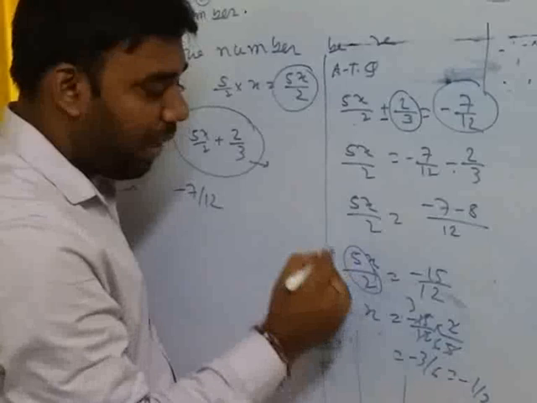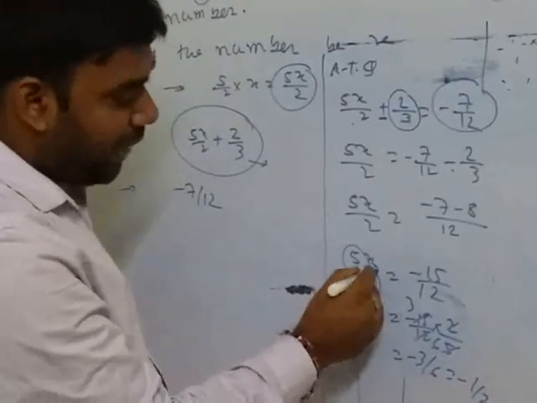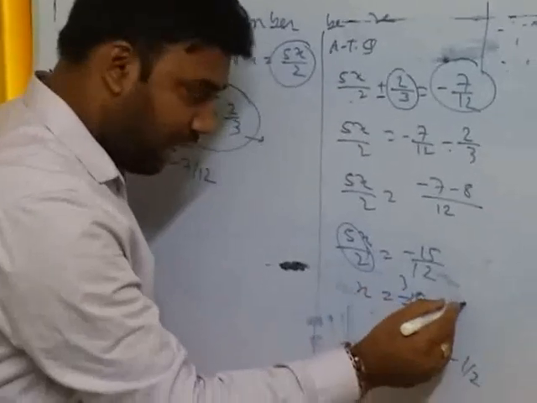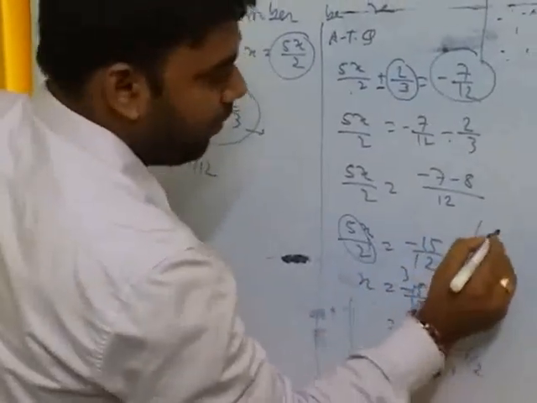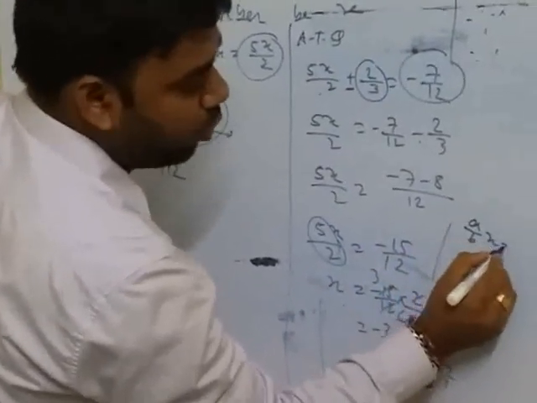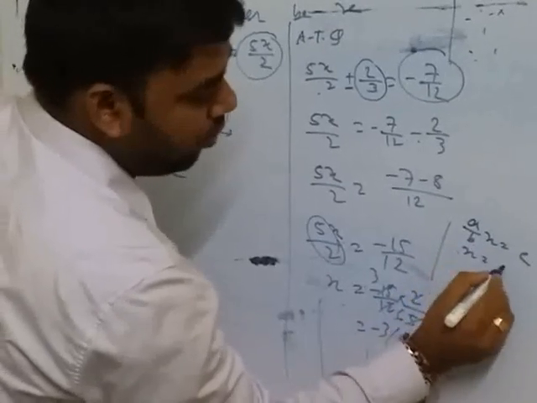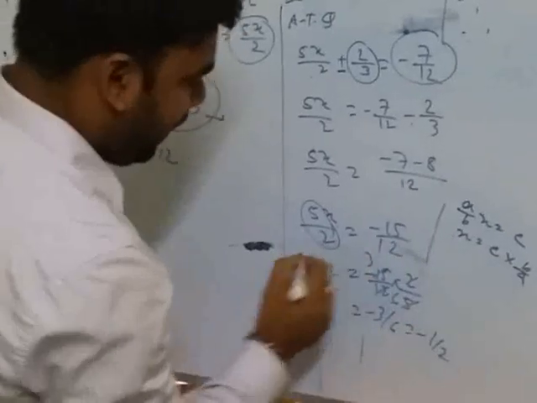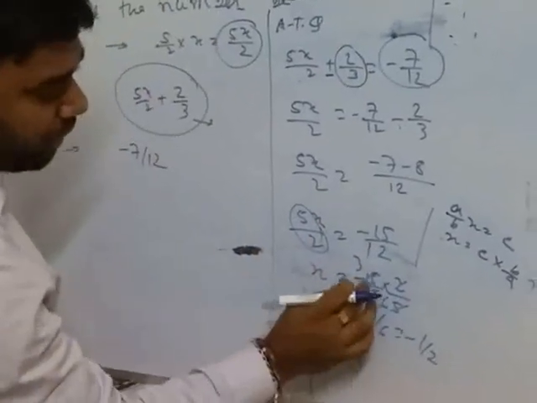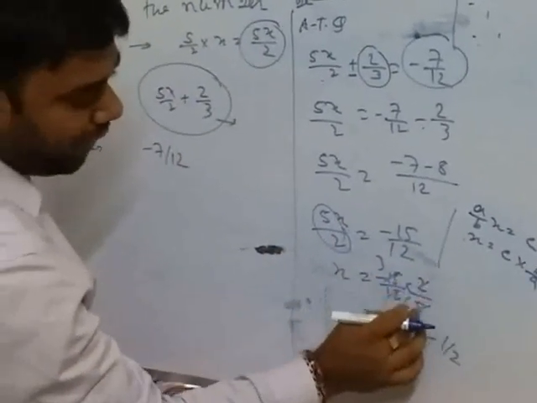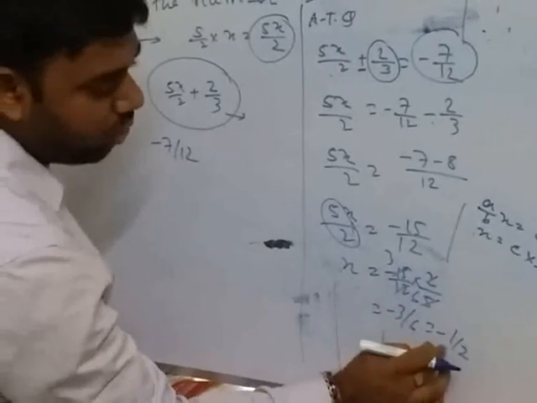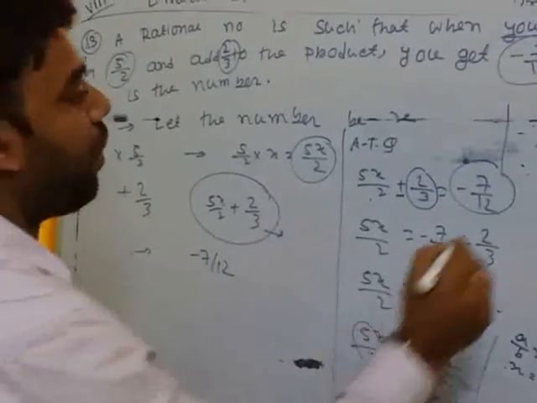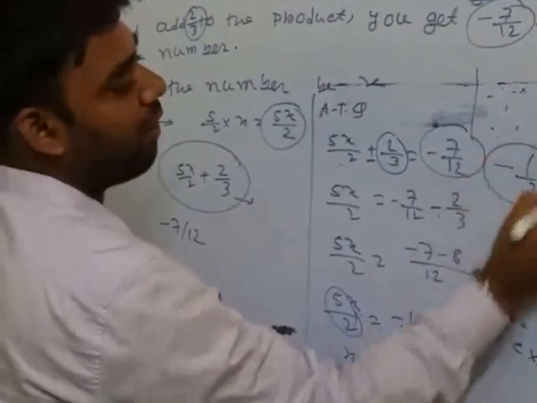5 by 2 is multiplied with x. If I change its side, if a by b x equals c, then x equals c into b by a. Here, 5 by 2 means minus 15 by 12 times 2 by 5, that equals minus 3 by 6, equal to minus 1 by 2. So our required number is minus 1 by 2. It is our answer.